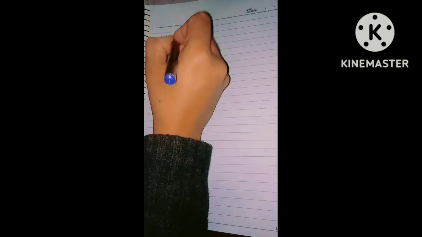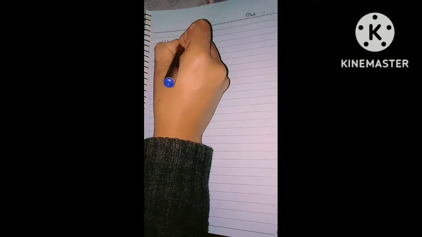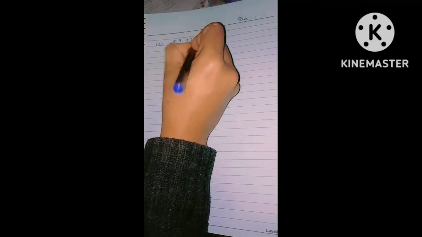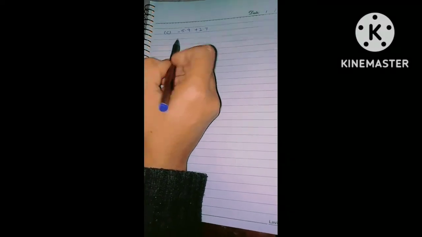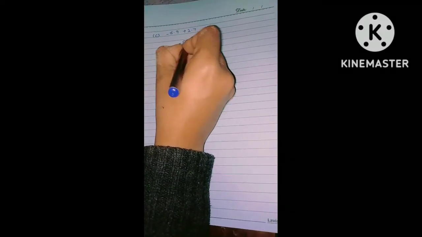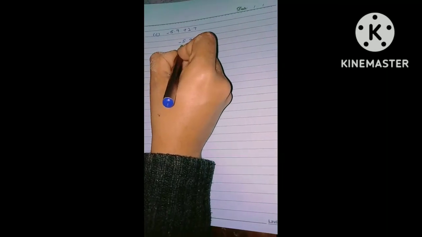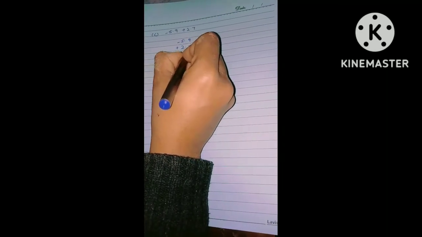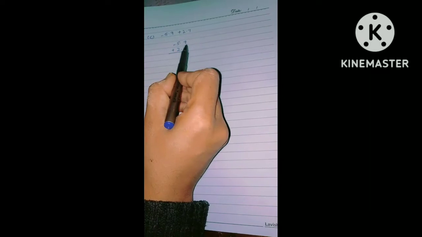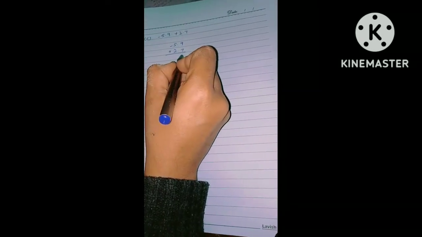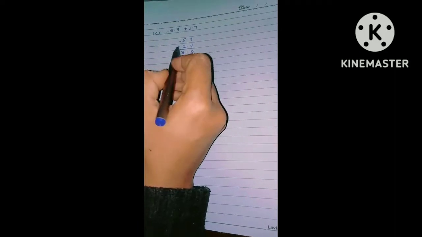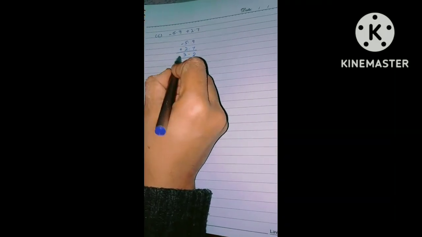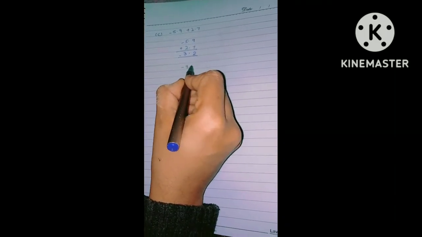Part C is minus 5.9 plus 2.7. This is minus and this is plus. So plus minus is minus. So you have to perform the operation of subtraction, but you write down the sign of the bigger number. So 9 minus 7 is 2 and 5 minus 2 is 3. And at the end you write down the sign of the bigger number, which is minus. So your answer is minus 3.2.